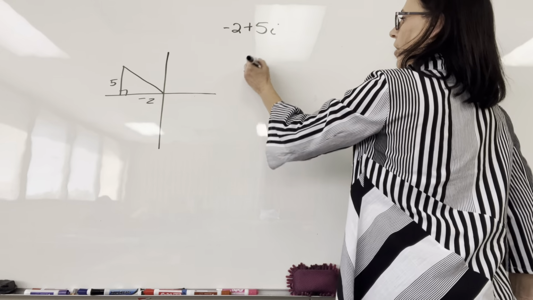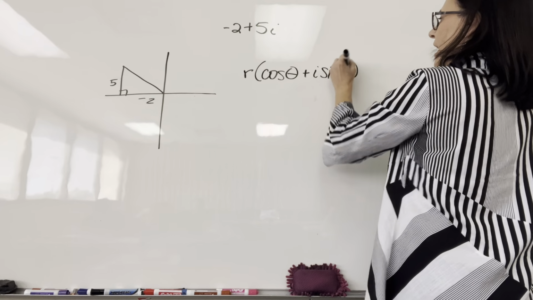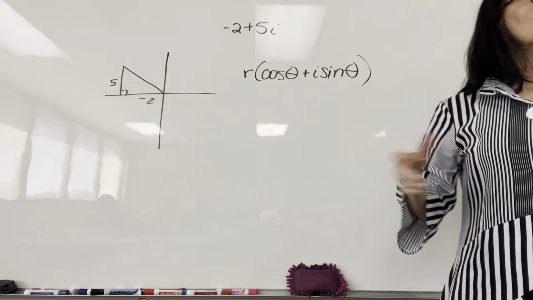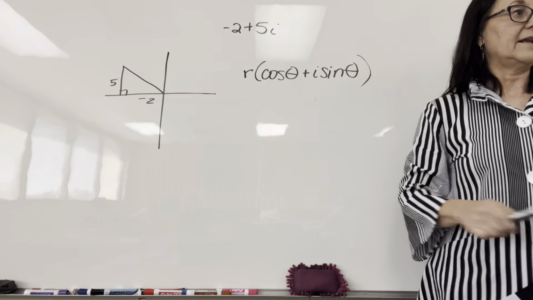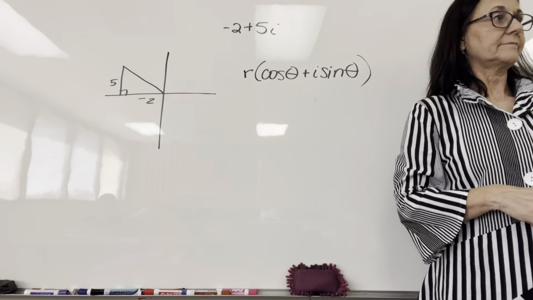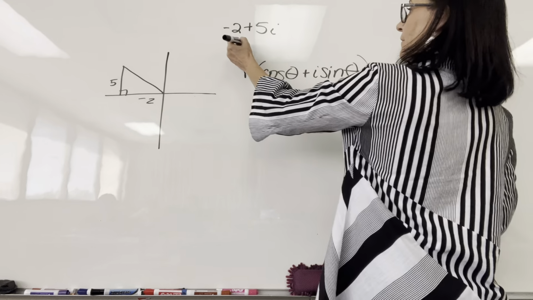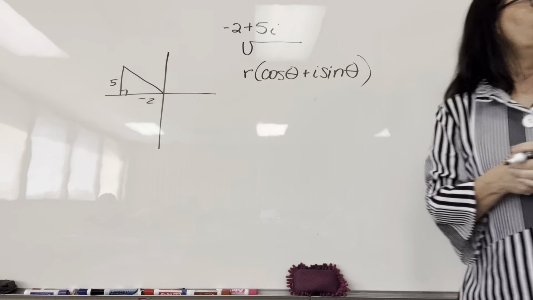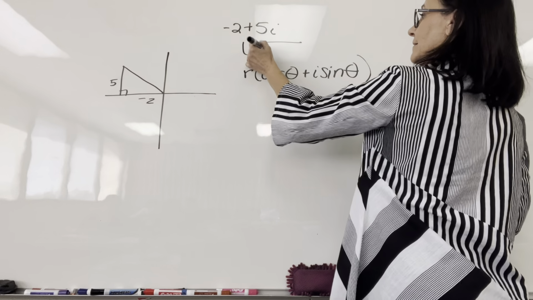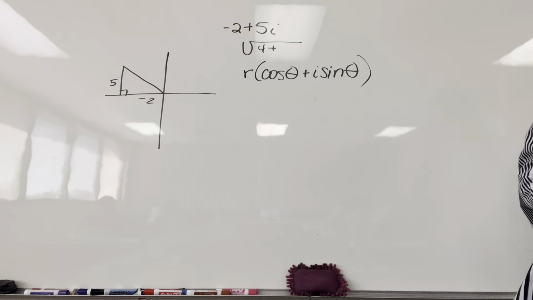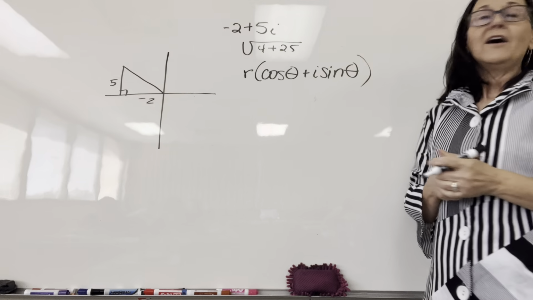Okay. I want to go to r times cosine theta plus i sine theta. The i's in there because we're now in the complex system. I need r, I need theta. How do I get r? Square root, keep going. -2 squared, which is 4, positive 4, plus 5 squared, which is 25, and that is 29. Square root of 29.